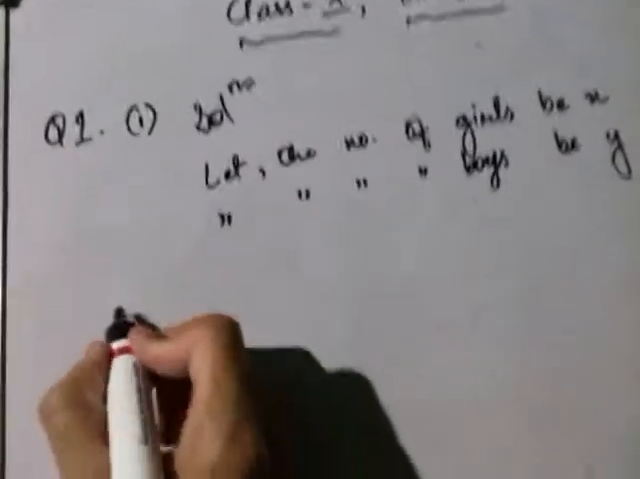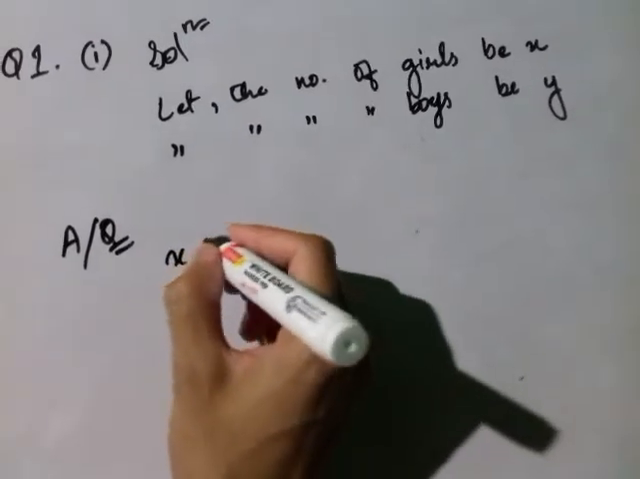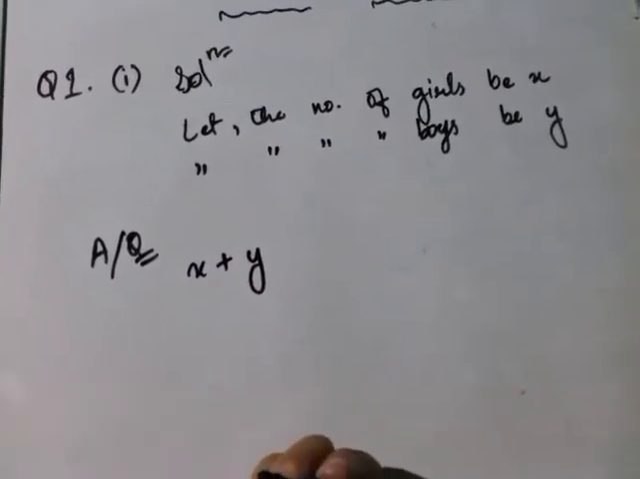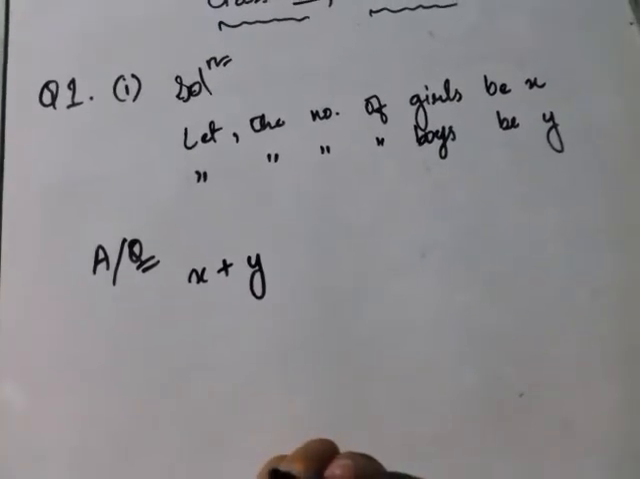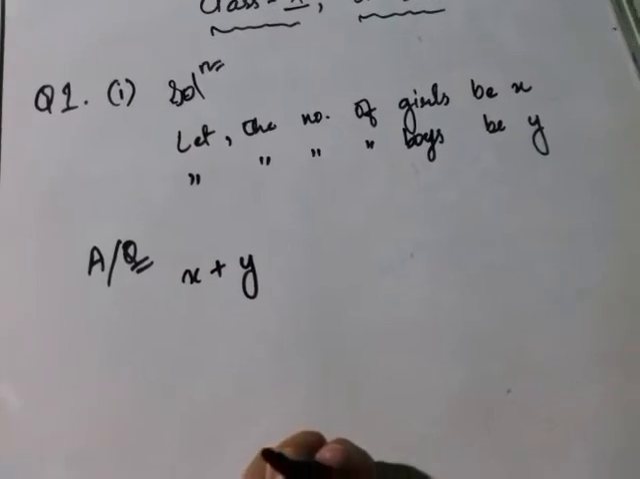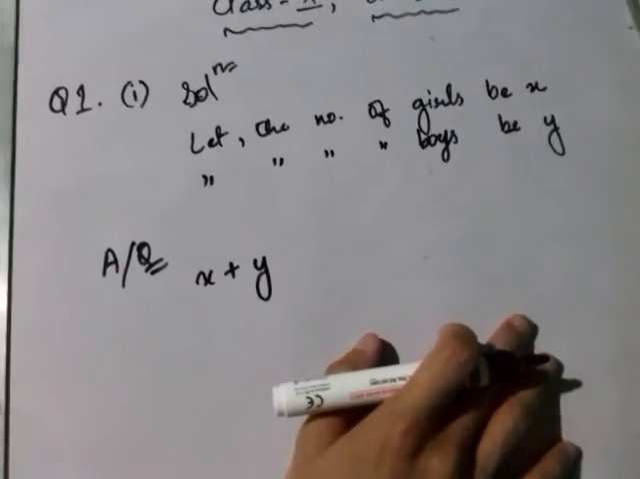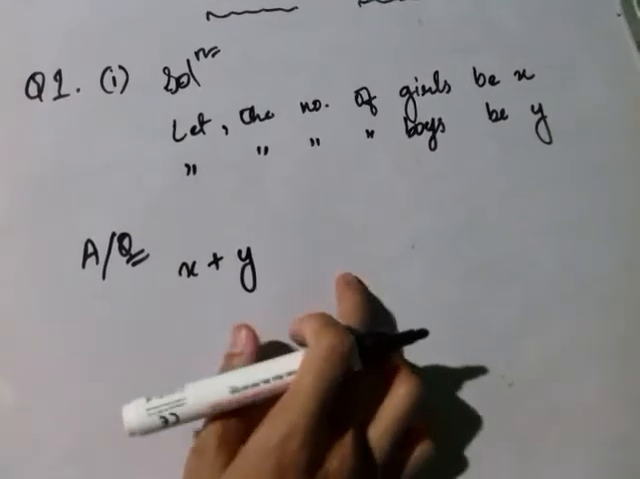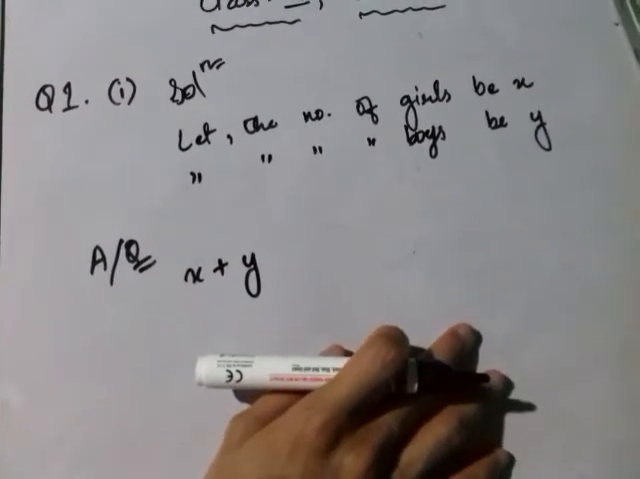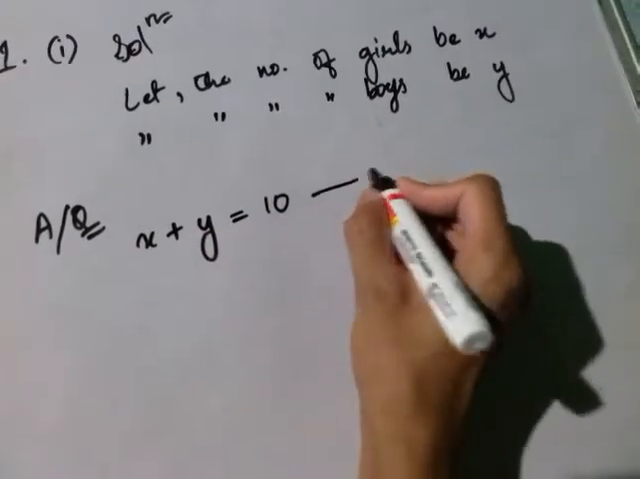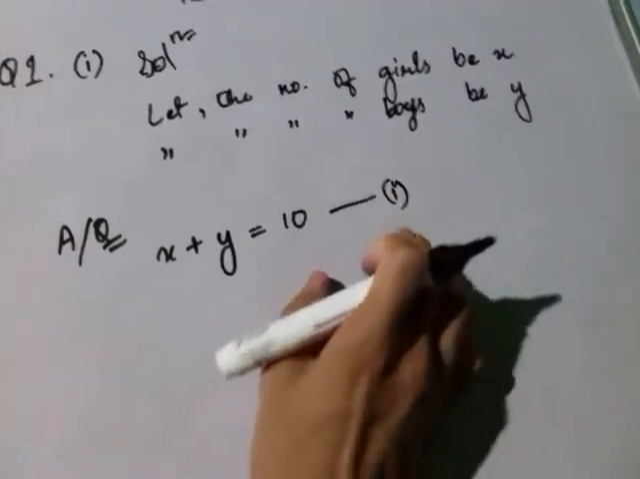Here, according to the question, you will write x plus y. Why have I written x plus y? Because they have told us that 10 students of class 10 took part in the mathematics quiz. That means x plus y equals 10. Boys and girls took part, and boys plus girls equals 10. This is the meaning, and this is equation number 1.